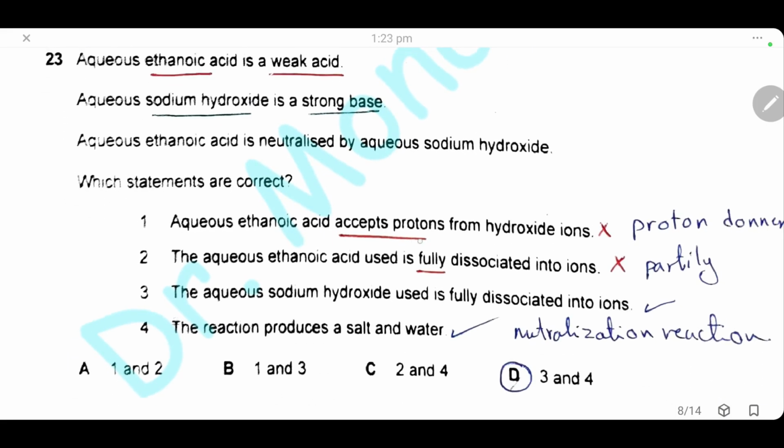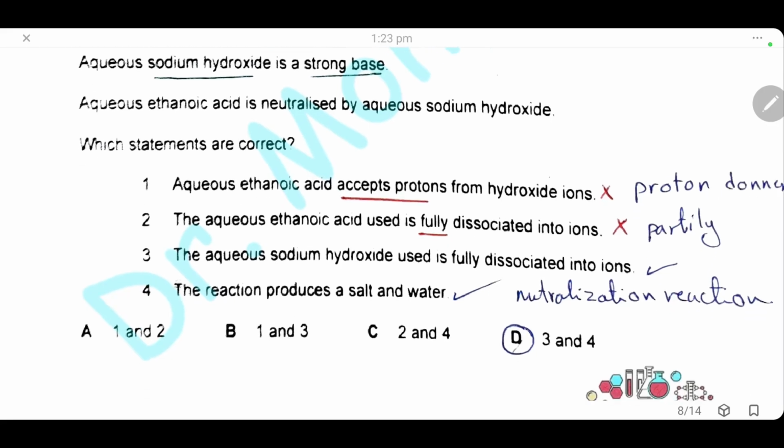Aqueous ethanoic acid accepts proton from the hydroxide ions. This is of course a wrong statement, because ethanoic acid is a proton donor, not acceptor. Statement 2. The aqueous ethanoic acid used is fully dissociated into ions. No, it's a weak acid, so it is only partially dissociated.